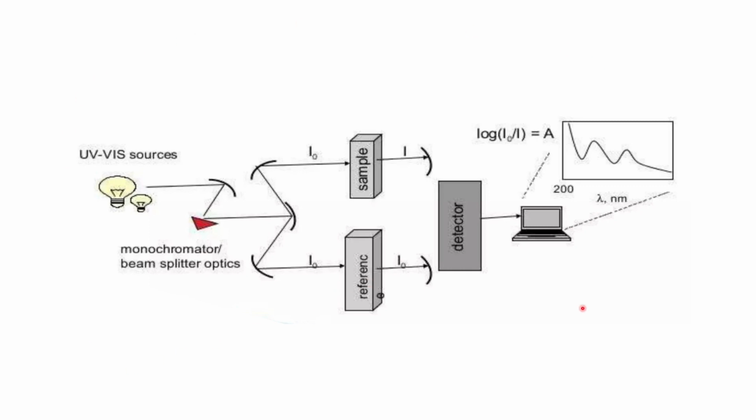But here is a schematic of a double beam UV visible spectrophotometer. So it has a light source and then a monochromator or a beam splitter that splits the light into two beams. One passes through the sample and one passes through the reference, and the transmitted light is then recorded in a detector. The advantage of this double beam UV spectrophotometer is that you don't have to first get the reading of a reference and then replace it with a sample. So you could just do it together.